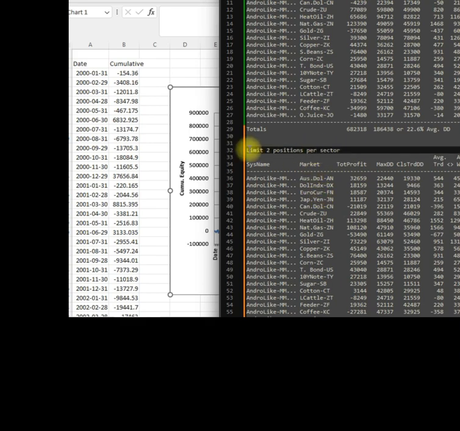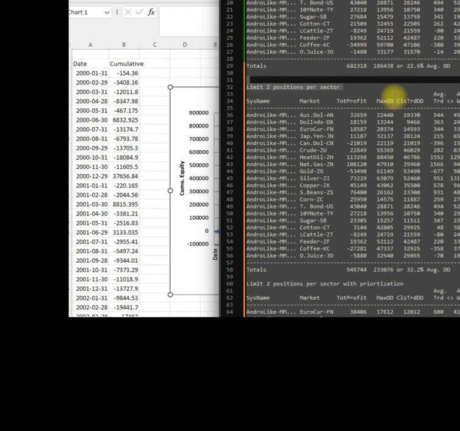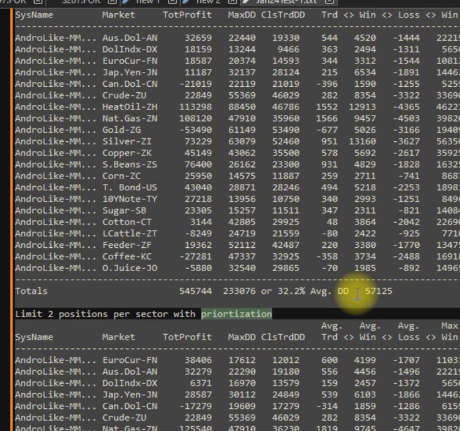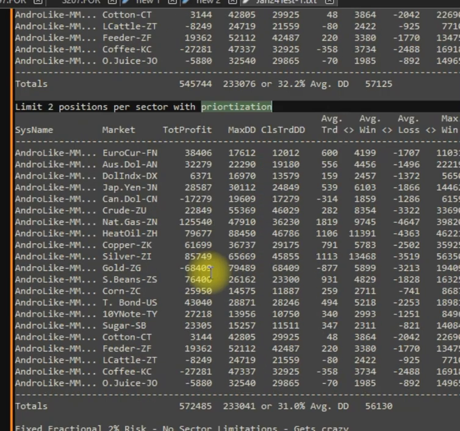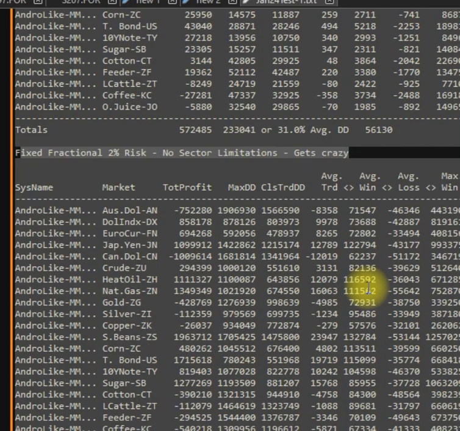Then I'm going to do a limit of 2 positions per sector basis, meaning that you can only enter, I think there were 3 or 4 sectors that had more than 2 markets in those sectors. So we're going to take the first 2 trades, and then we're going to ignore the subsequent trades if we have 2 positions on in that sector. And I'm going to show you how to do that in the next video. And then I'm going to show you how you can prioritize which market in those 2 sectors you want to take first. And then I'm going to show you how to do a fixed fractional approach with no sector limitations. It gets crazy. It's some huge numbers.